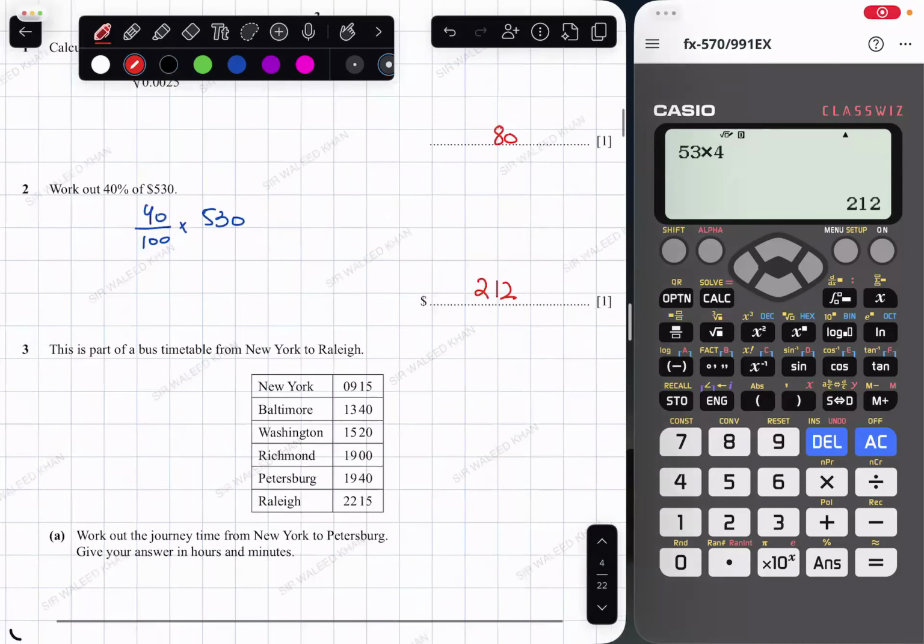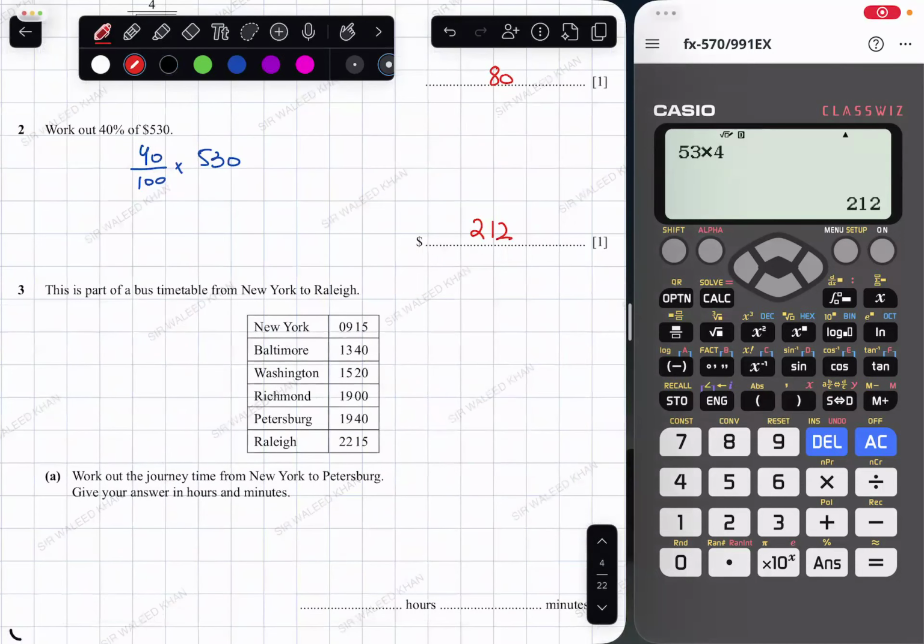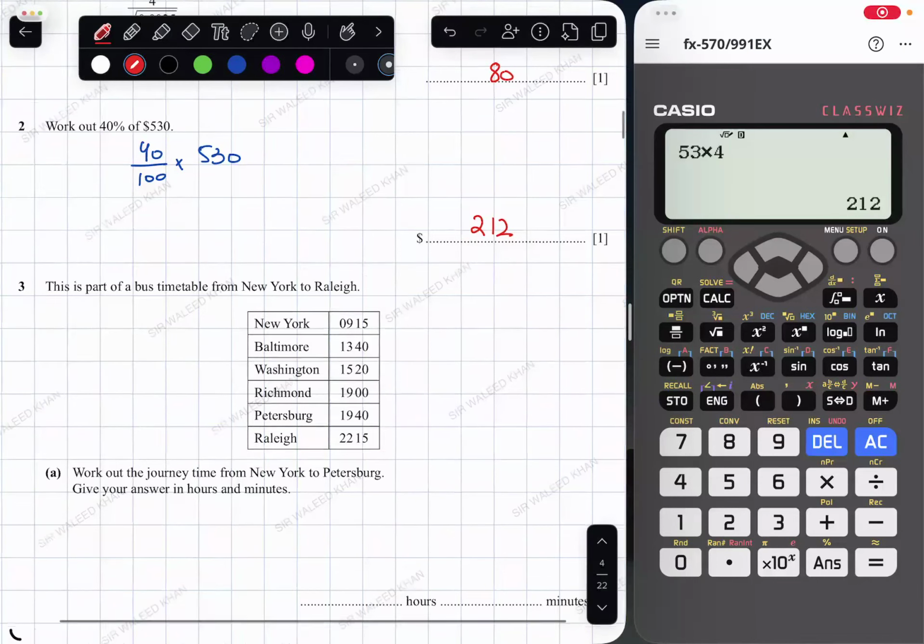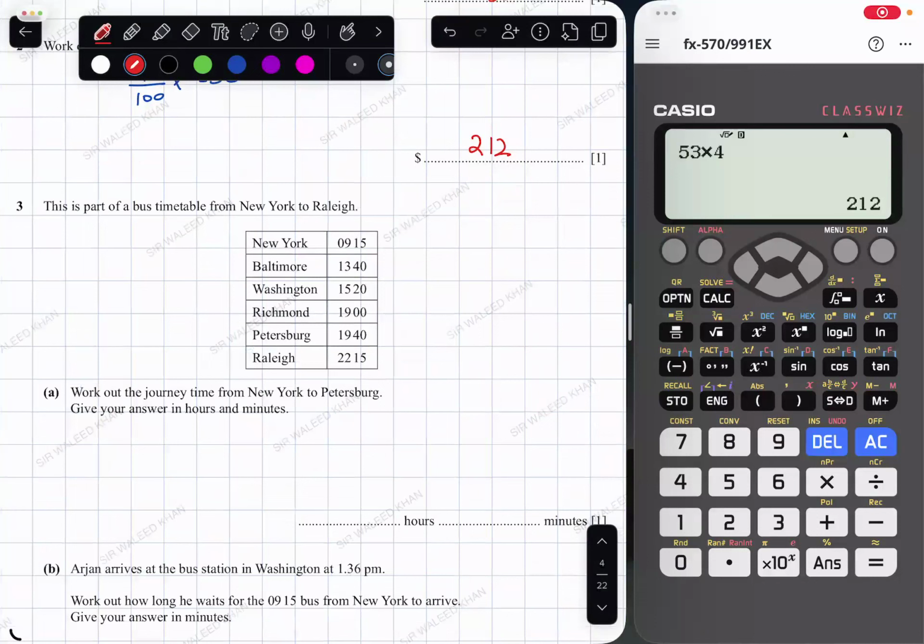Now, this is a part of a bus timetable from New York to Raleigh, I guess that's the name. Okay. Now, we have different times, different time zones. New York, Baltimore, Washington, right? And on. So work out the journey time from New York to Petersburg. Give your answer in hours and minutes. Right? So what you can do is New York to Petersburg.